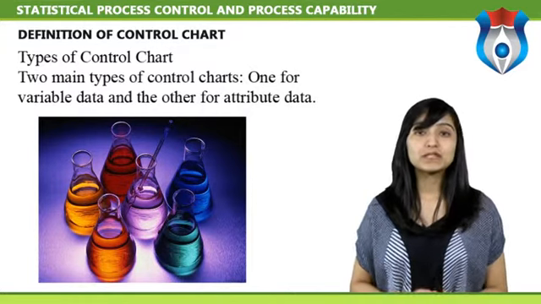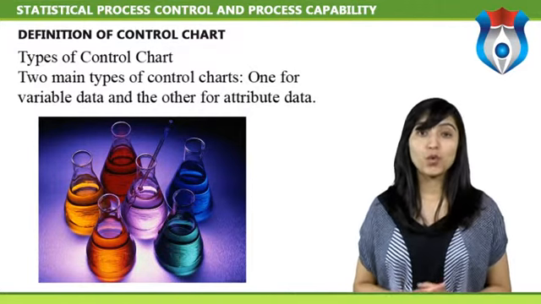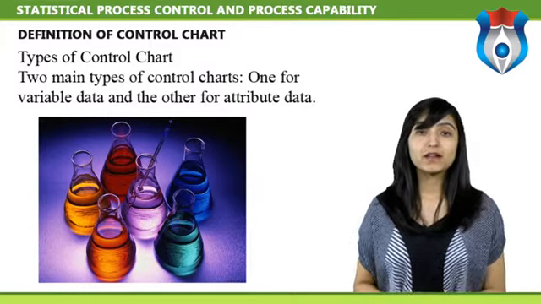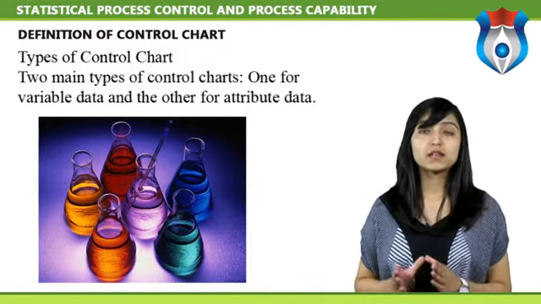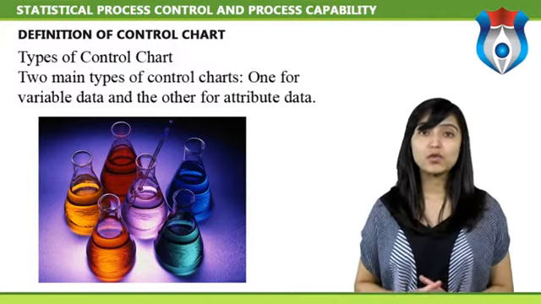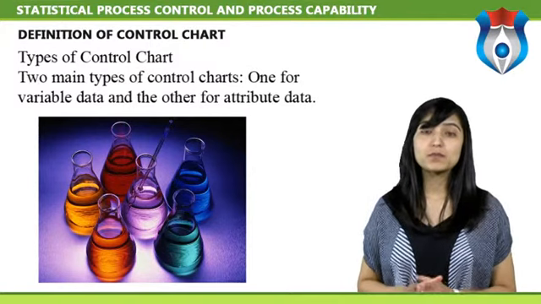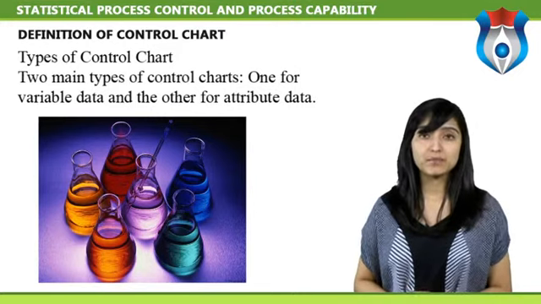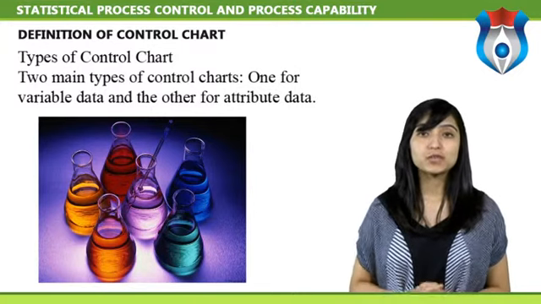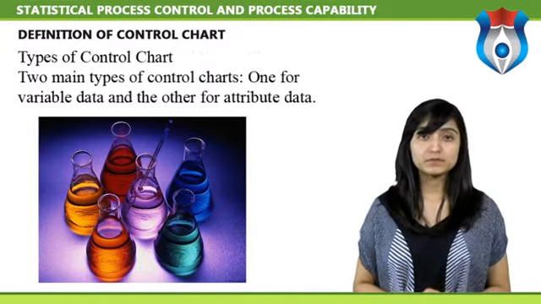Types of control chart. We have 2 main types of control charts. One for variable data and the other for attribute data. Since now worldwide the current operating level is number of parts defective per million parts produced, simply described as ppm, control charts for attribute data has no meaning.